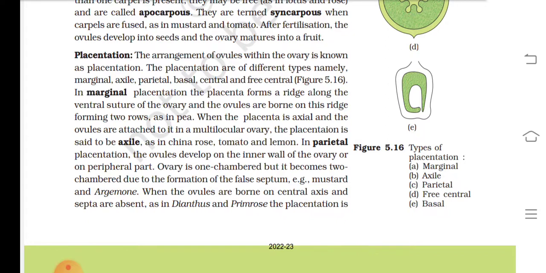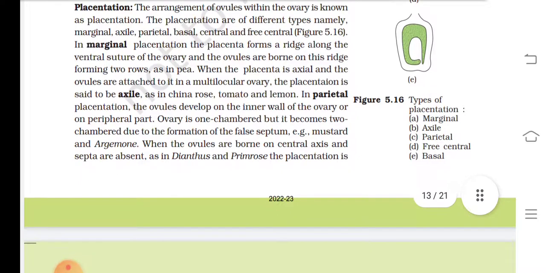Placentation. The arrangement of ovules within the ovary is known as placentation. The placentation is of different types, namely marginal, axial, parietal, basal, central, and free central. That is figure 5.16. In marginal placentation, the placenta forms a ridge along the ventral suture of the ovary, and the ovules are borne on this ridge, forming two rows, as in pea.